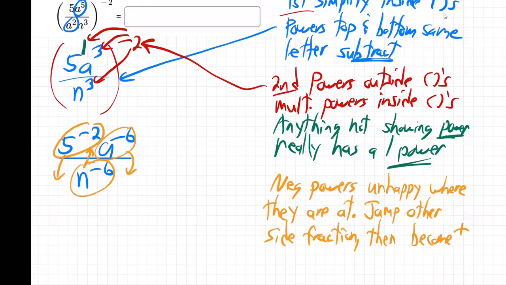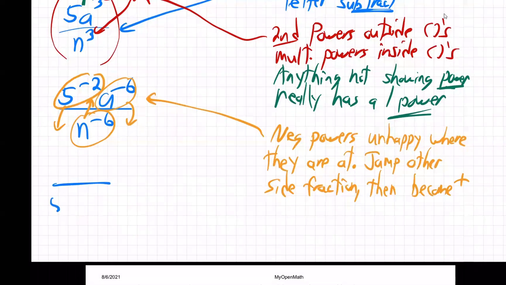So all 3 of them are negative. If any of them were a positive power, they would just stay put. They'd be happy, positive at their job. But they're not. They're all negative powers. So they're all going to jump to the other side, and then they're going to become positive. So, okay, so what does that give us? That gives us 5 to the +2 on the bottom, a to the +6 on the bottom, n to the +6 now on the top. They're all happy after they jump there. Then they become positive. They're happy at their new spot.